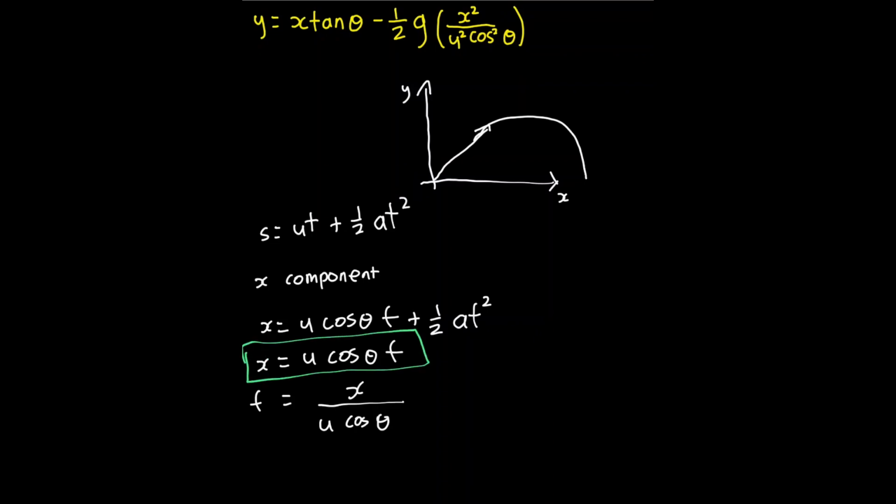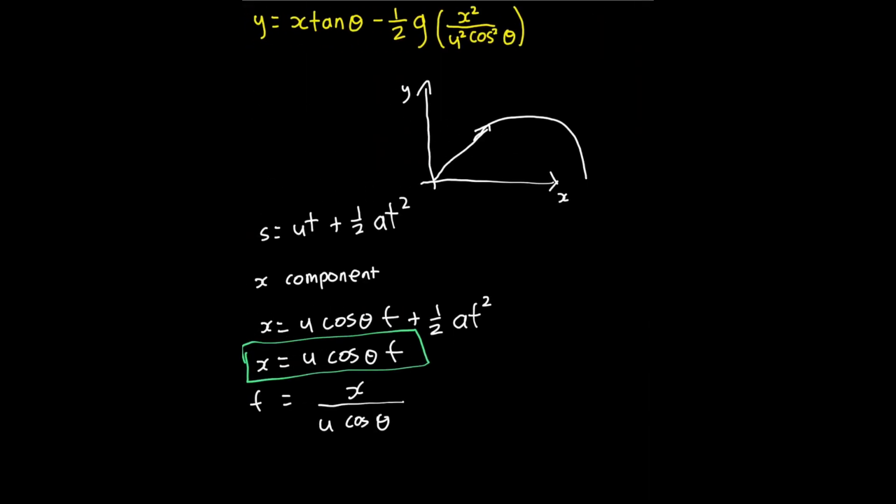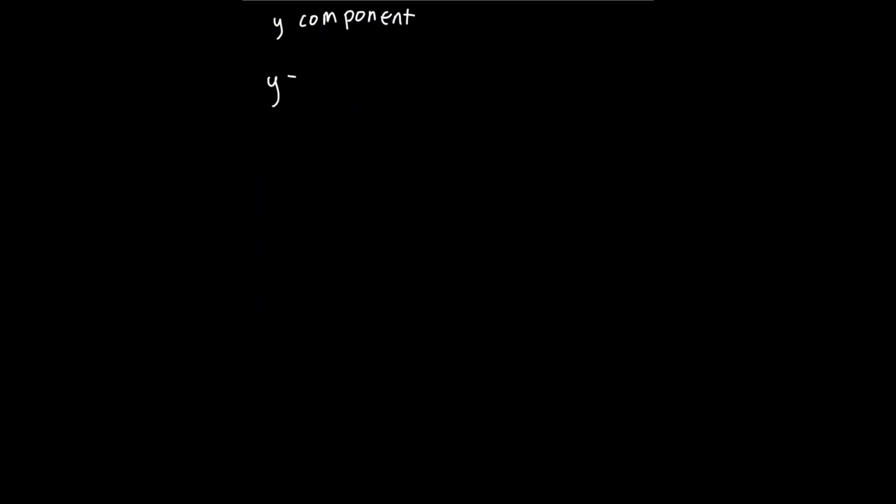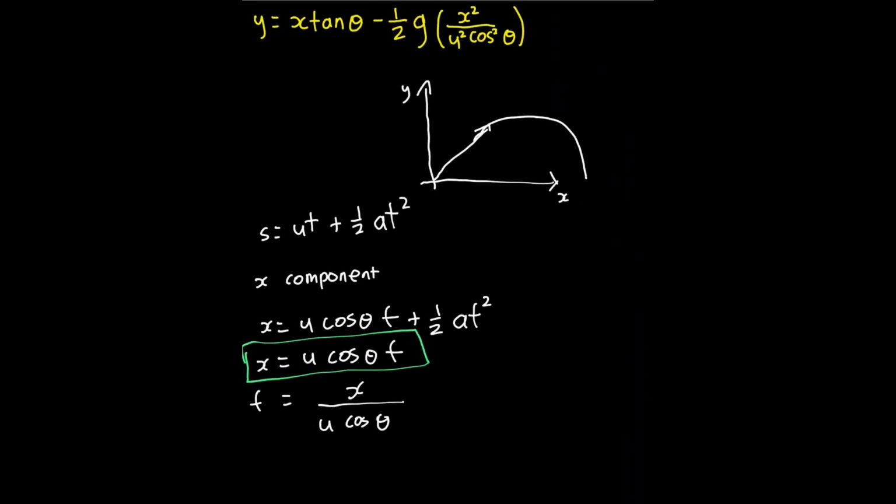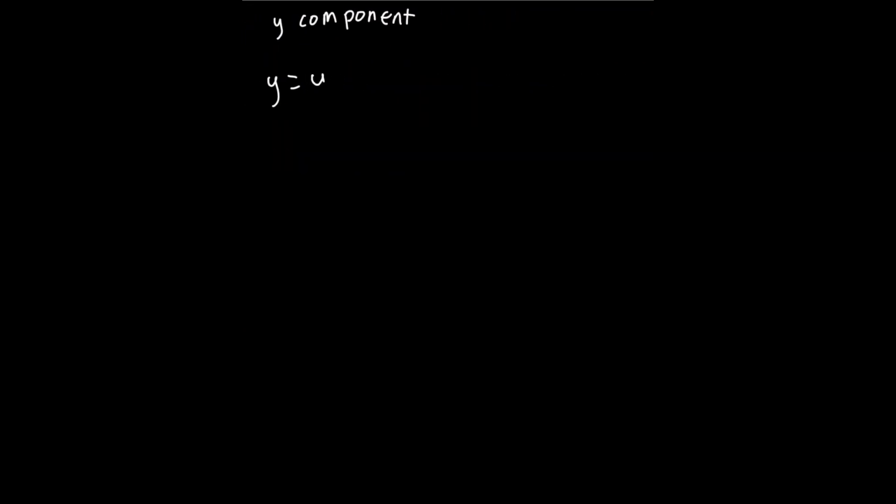Now let's work on it for the y direction. So let's go on a new page, y component. So the distance in the y direction now is y is equal to u, and in this case in the y component the initial velocity is u sine theta. So y is equal to u sine theta t plus a half at squared.